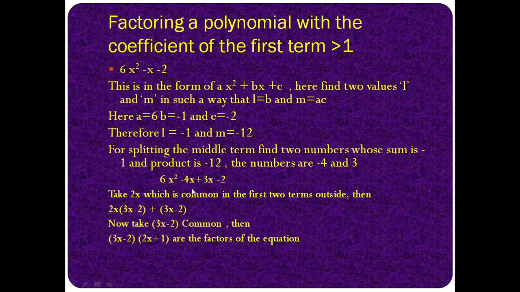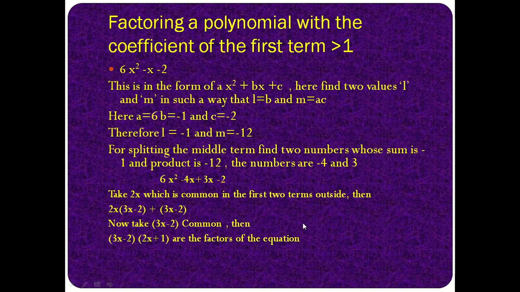Then from these first two terms, 6x square minus 4x, you can take 2x outside. So when you take 2x outside, the remaining values are 3x minus 2, plus this 3x minus 2. So now 3x minus 2 is common. Then take 3x minus 2 outside. And you know, the coefficient here is 1. So we are taking 3x minus 2 common. Then here it is equal to 2x plus this 1, 2x plus 1. 3x minus 2 and 2x plus 1 are the factors of the equation.